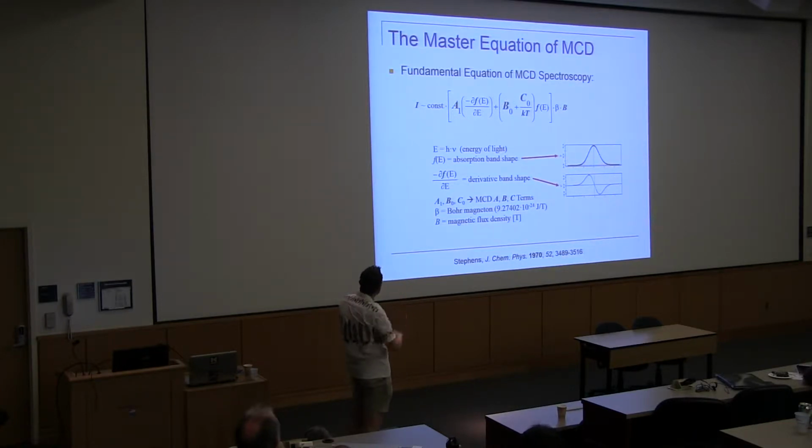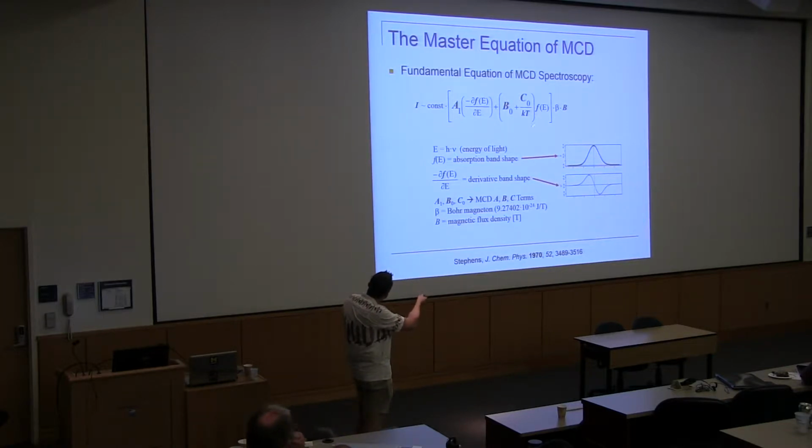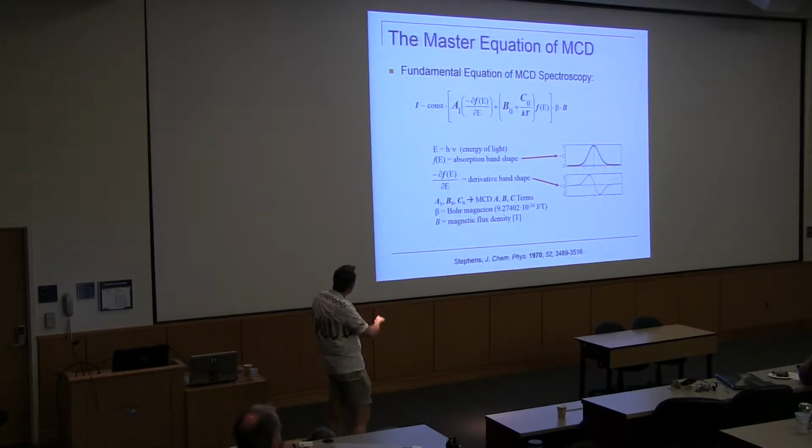So in the A term case, we have the first derivative with respect to the energy of your radiation, your light, and so then you get a signal like this. So there are 2 different types of signals that you can get here. You can also see there is a temperature dependency for this so-called C term. It's 1 over T. And then beta is the Bohr magneton.